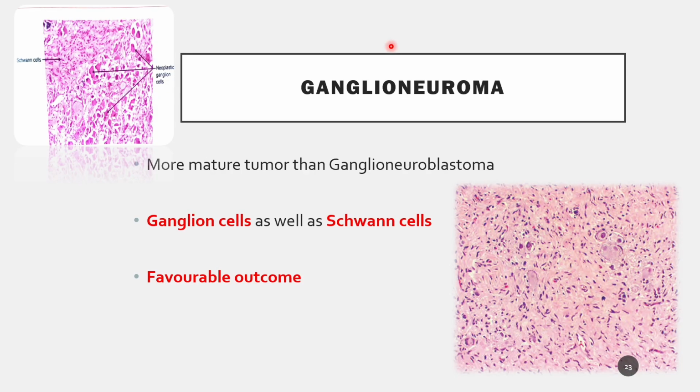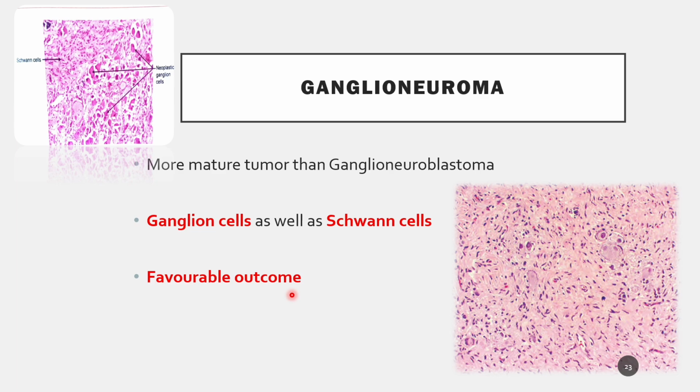Now still if differentiation occurs, then ganglioneuroma could develop. So it is the most mature form of neuroblastoma, right? Here you can see that ganglion cells and Schwannian cells are present. These are the Schwann cells, fibroblastic cells. So here two elements are present, ganglion cell and Schwann cell. That's why it is known as a ganglioneuroma, and it has the most favorable outcome. So as the maturation occurs, outcome is good.